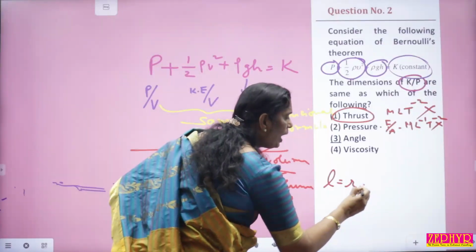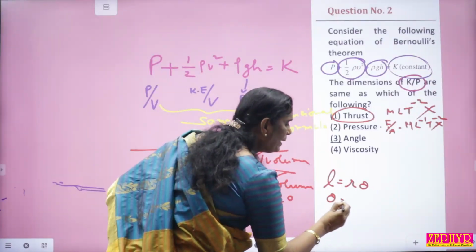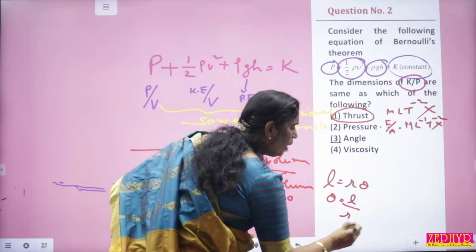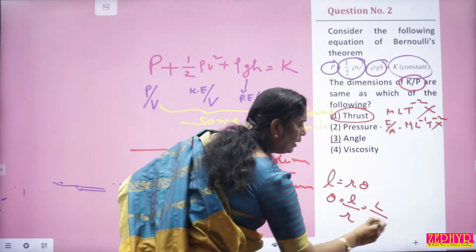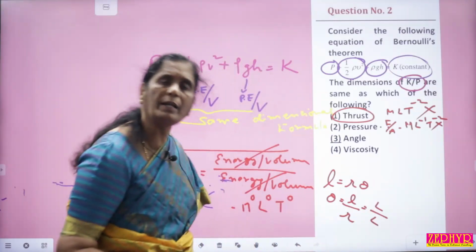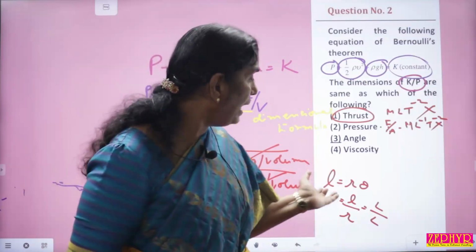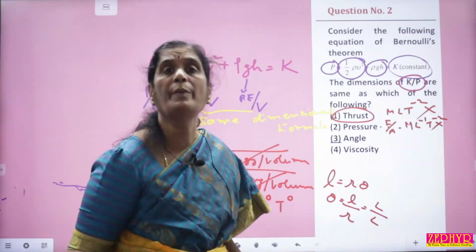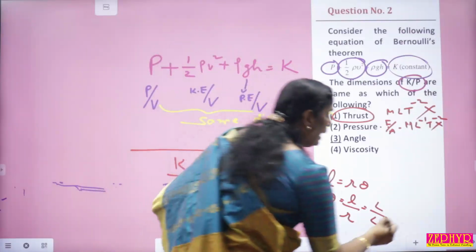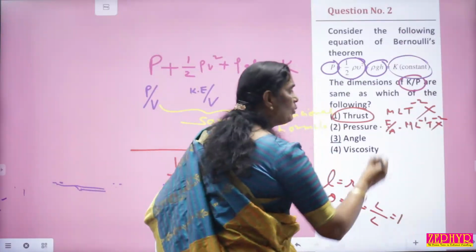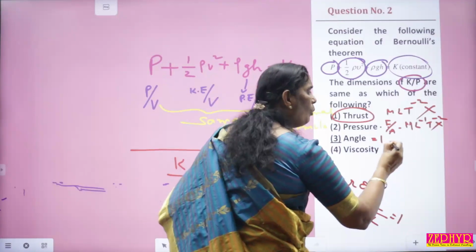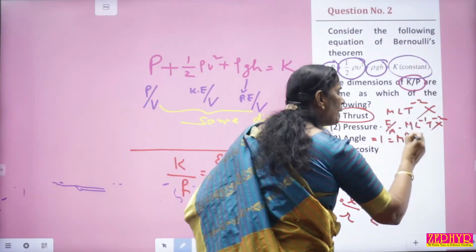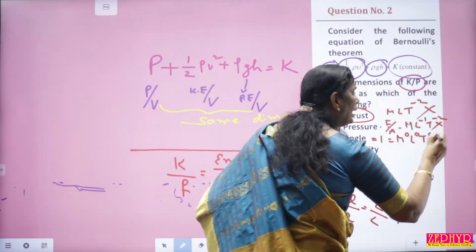L is equal to r theta, so theta will be equal to L by r. What is L? Arc length. What is r? Radius. The dimension of each is L, so L and L get cancelled and I will get 1. So for the angle, the dimension can be written as M raised to 0, L raised to 0, T raised to 0.